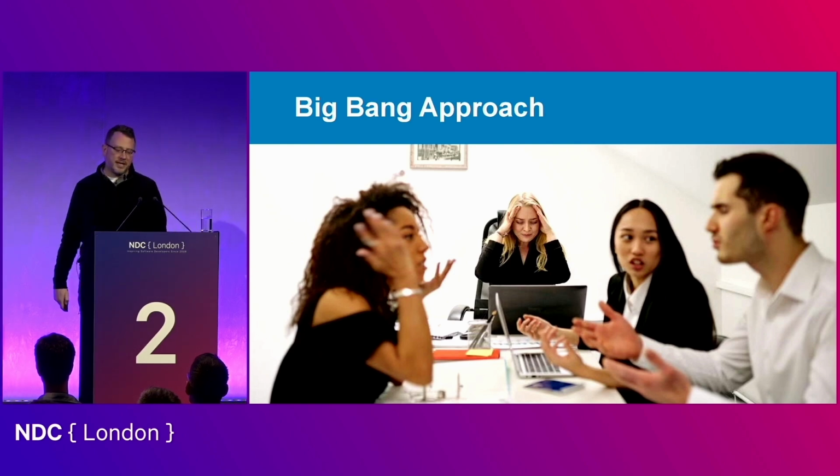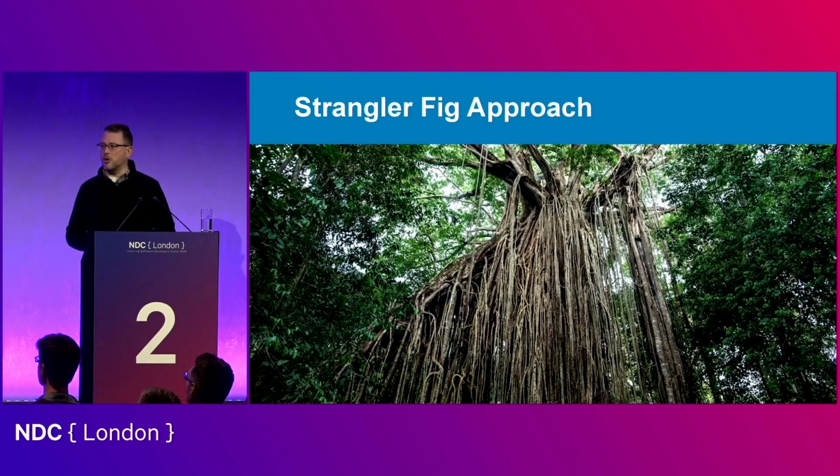And of course, we can avoid that by using a different approach that's more agile, and that is the Strangler Fig approach. So I actually got to see some of these when I was in Australia last year. Anybody ever seen a Strangler Fig in real life? No? Okay, well, there's a picture of one for you. It works in a really interesting way.